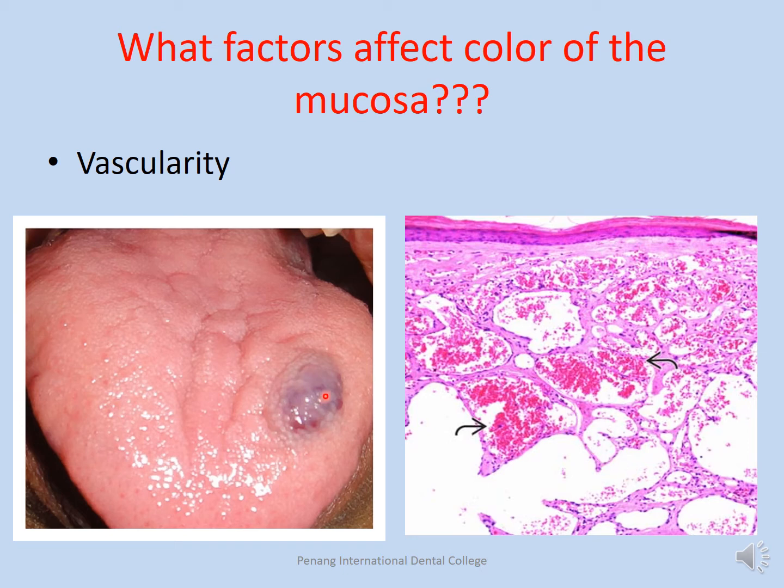We're able to see a red and bluish appearing lesion on the tongue because microscopically there are large blood vessels that have stagnant blood in them. As we know, when there is stagnation of blood, it will be composed mainly of deoxygenated blood, which appears bluish reddish in color, and that's why the reddish hue is visualized clinically. So the number one factor that affects the color of mucosa is vascularity.